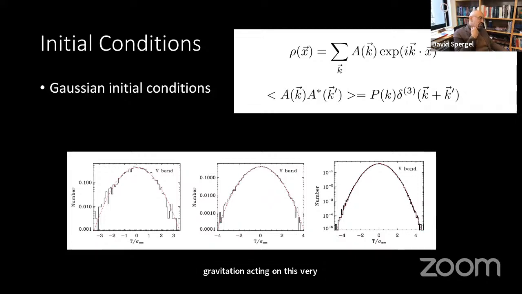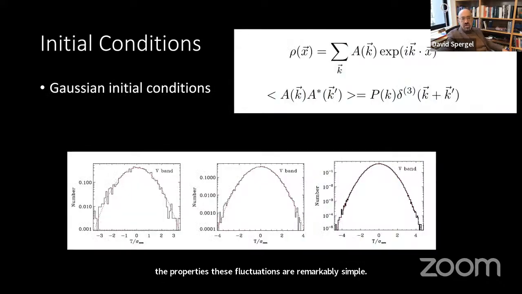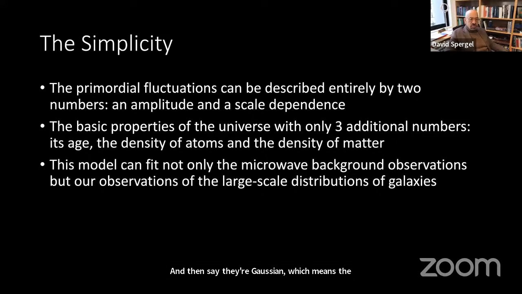How that structure grows and how we characterize it will be one of the topics of my next lecture in this series. The properties of these fluctuations are remarkably simple. Let's go back to this equation. We take the density fluctuations, we expand them out in a Fourier series, and then say they're Gaussian, which means the information is encoded in a power spectrum. And that power spectrum is really simple. It's described by 2 numbers, an amplitude and a scale dependence.